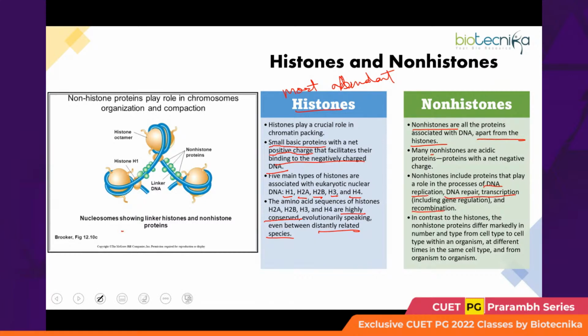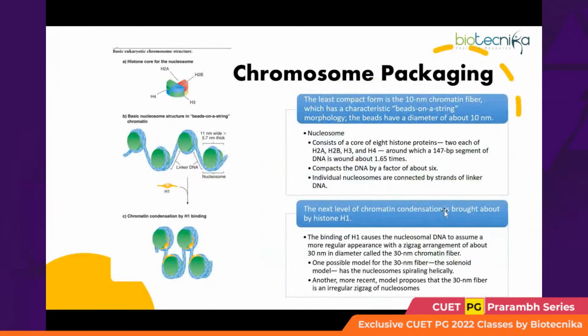In contrast to the histones, the non-histone proteins differ markedly in number and types from cell type to cell type within an organism, and from organism to organism. So non-histone proteins vary a lot, not only in different species but also in the cells of the same species, or also in the cells at different stages of life in the same organism. Whereas histone proteins are kind of constant.